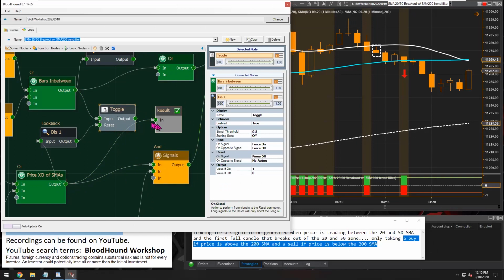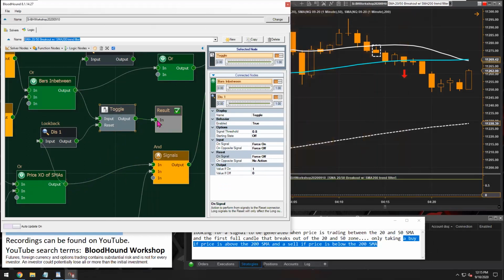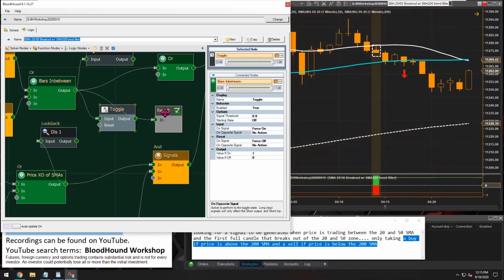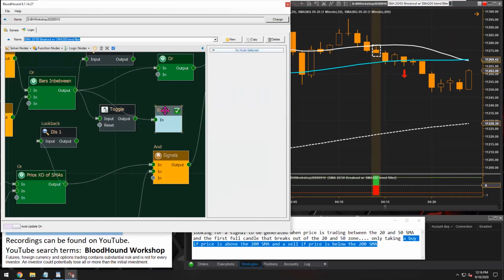Oh, there. Let's see. Yeah, so I think my inputs are on the opposite signal. So I think, no, that didn't do it. Oh, I see the problem.